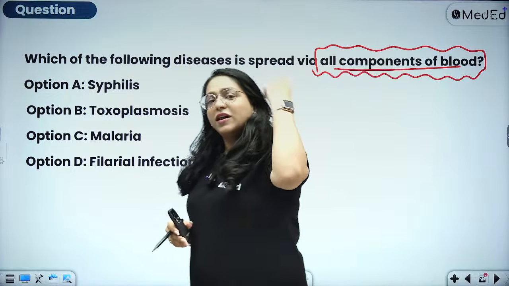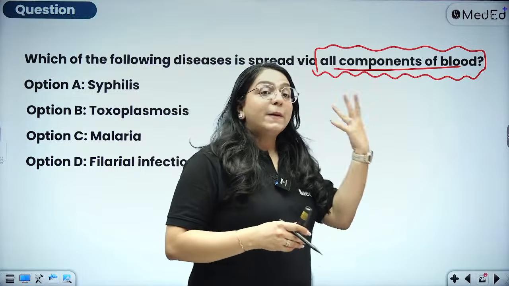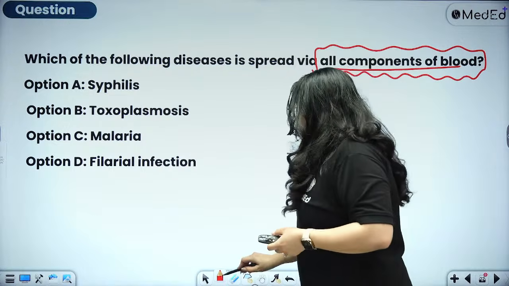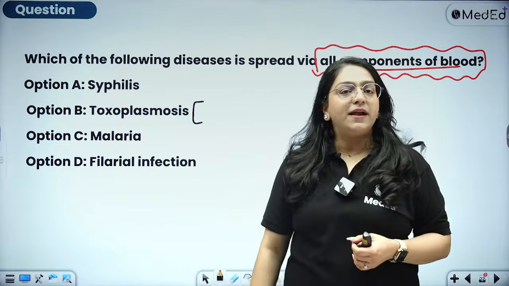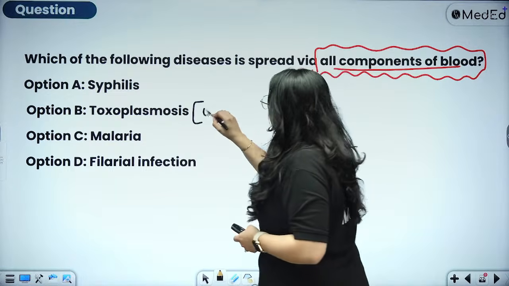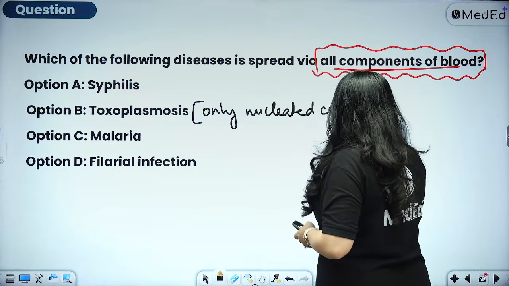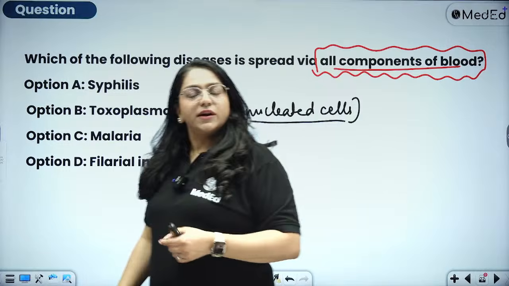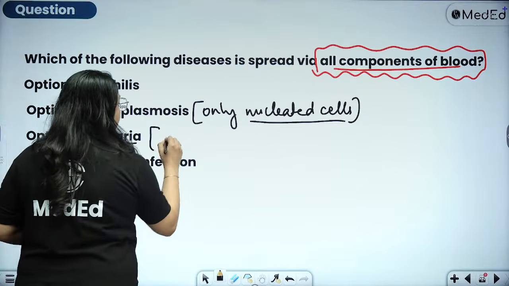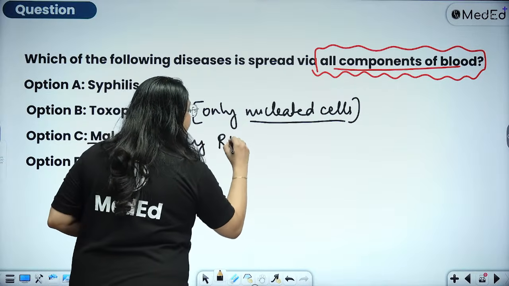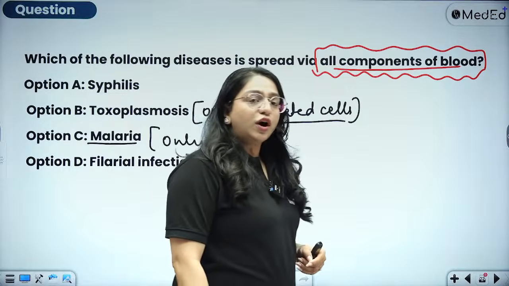Now, you already know the answer, you have read it, but at this time you should be able to apply your knowledge. Toxoplasma, how is it spread? It is spread only through nucleated cells. It only infects the nucleated cells. So it will only go to the WBCs, right? Not to the RBCs. What about malaria? Only RBCs, never nucleated cells. So all components of blood is not true for malaria.